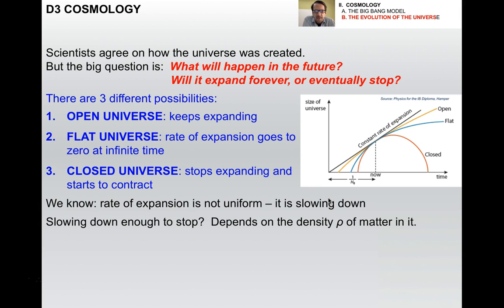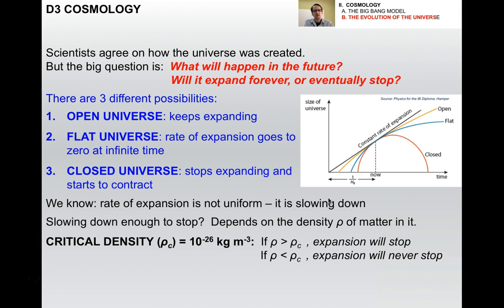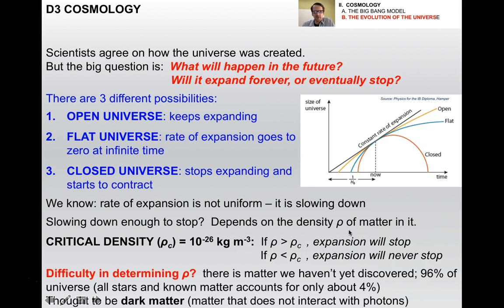Well, that ends up depending on the density, rho, the density of matter in it. Now, the critical density of the universe is thought to be about 10 to the minus 26 kilograms per cubic meter. What this means is that if the density is greater than that, the expansion will eventually stop. If it's less than that, the expansion will never stop. And of course, we don't know that.